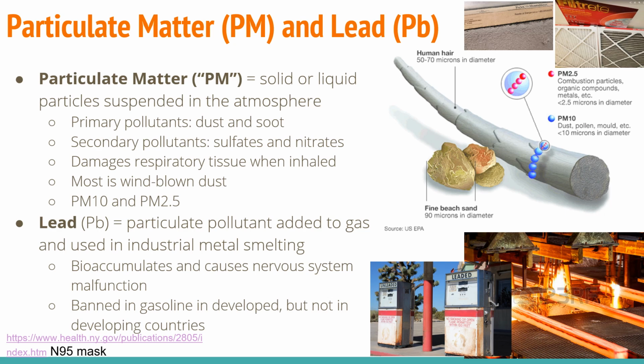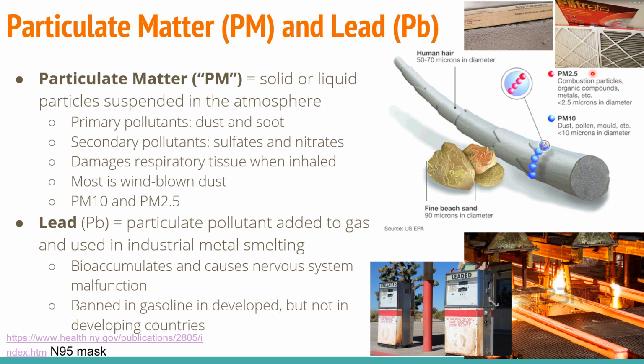And there's two classifications of particulate matter. It's called PM10 and PM2.5. So if we look at the picture on the right here, just to give you a frame of reference for sand, fine beach sand is 90 microns in diameter. Human hair is about 50 to 70 microns in diameter. So when we're looking at PM10, that number 10, that is the size. Examples of PM10 are dust, pollen, and mold, which are less than 10 microns in diameter.